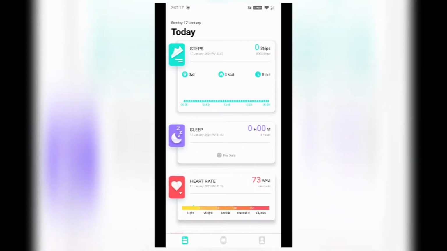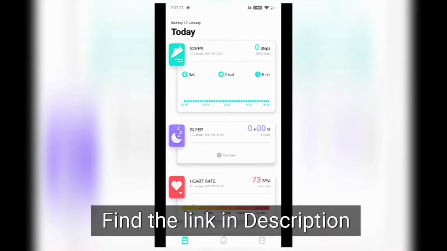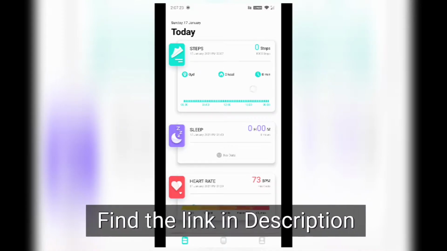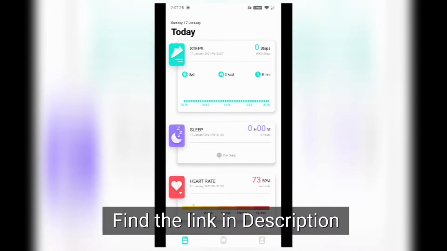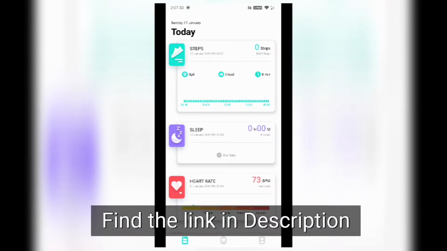Hope you all are fine. Today I am going to show you the DAWFit application features. This application is available in the Play Store. I will share the link in the description.